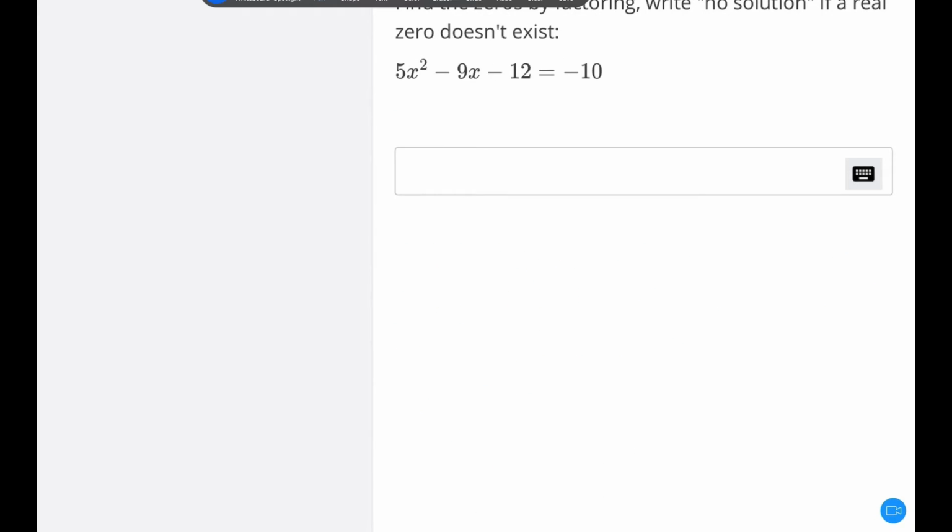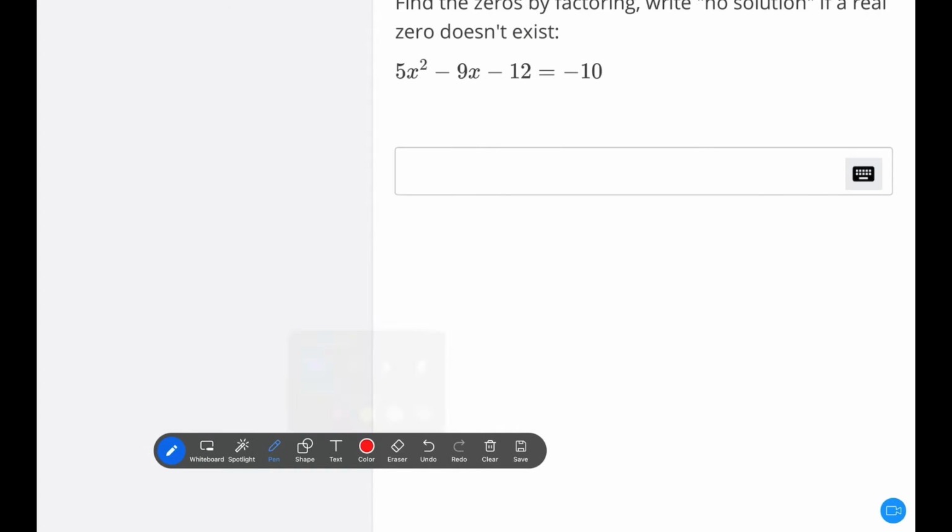In order to solve for this, you need to make that into a 0. Okay? The way you make that into a 0 is to eliminate that. Alright? So we need to eliminate negative 10 using a positive 10. Alright? So that's 5x squared minus 9x minus 2 equals 0.